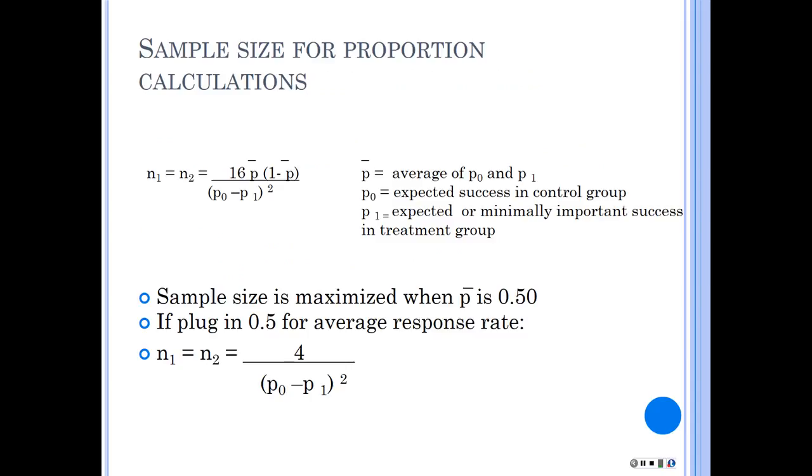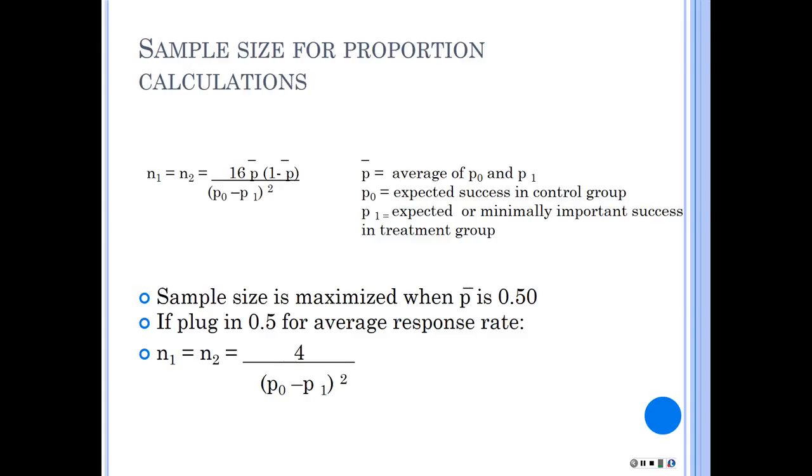So listed here then is the equation that we use for estimating sample size for proportions. And P then stands for the proportion. So the mean proportion is the average of the baseline proportion and the treatment group proportion. So P0 then is that expected success, that proportion in the control group or that baseline group, and then P1 is that proportion in the treatment group.